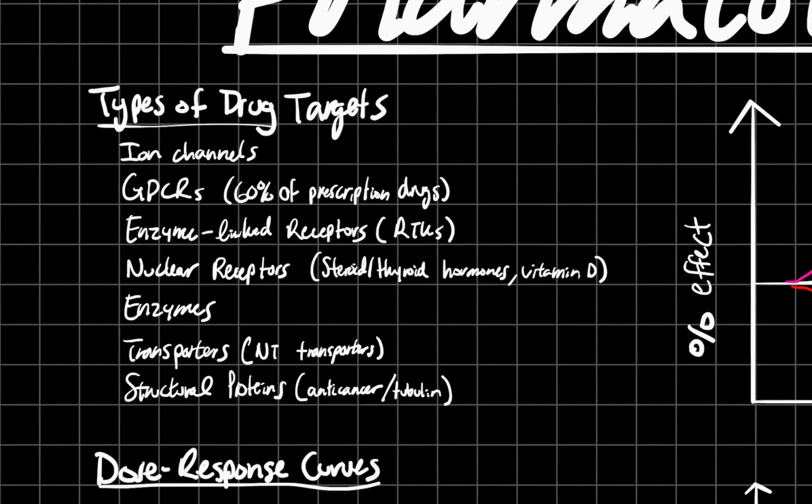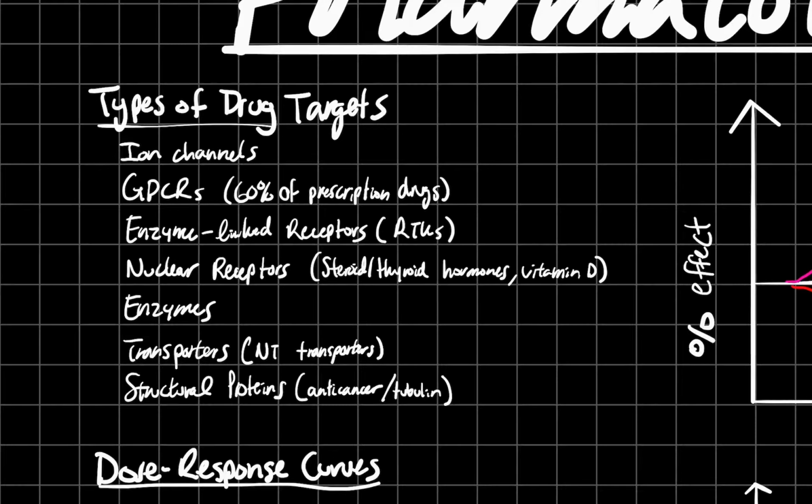Okay, so there's going to be several different drug targets, and these are going to be the most common ones. The first is going to be ion channels. It could be your sodium, potassium, chloride channels. GPCRs, which is going to be the majority of prescription drugs today. And the reason why we target GPCRs is because one molecule can lead to a variety of effects because of those downstream effectors of GPCRs, the signal cascade, right?